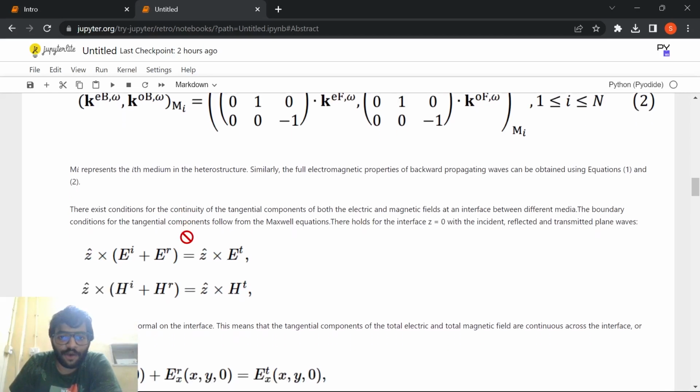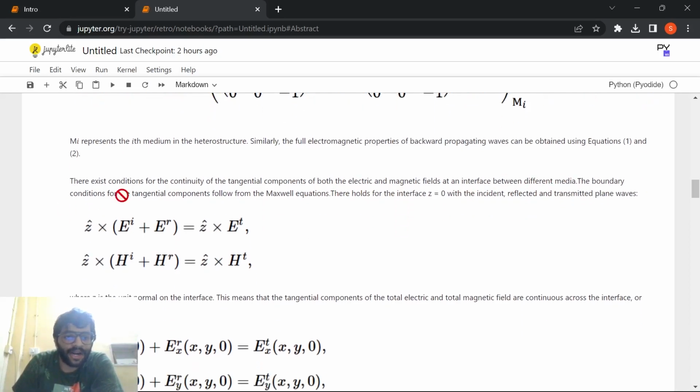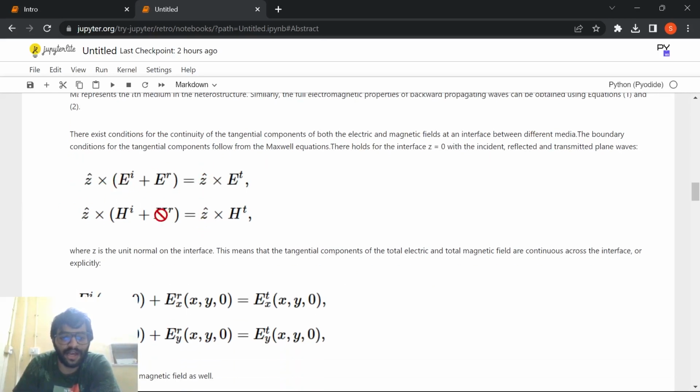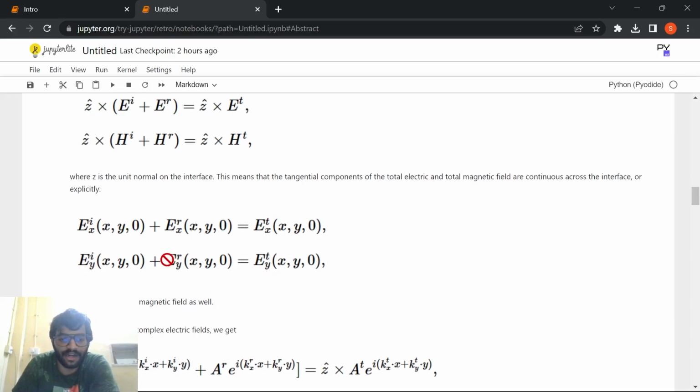And now we apply the boundary conditions for continuity of the tangential components of both electric and magnetic fields at an interface between different media. The boundary conditions for the tangential components follow from Maxwell's equations, at z equal to 0, which is at the interface. This equation holds for both electric field and magnetic field. From this we can infer that EXI plus EXR is equal to EXT, and EYI plus EYR is equal to EYT, and similarly for magnetic fields.